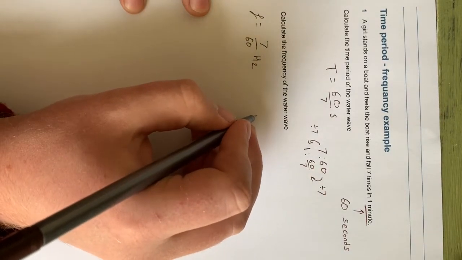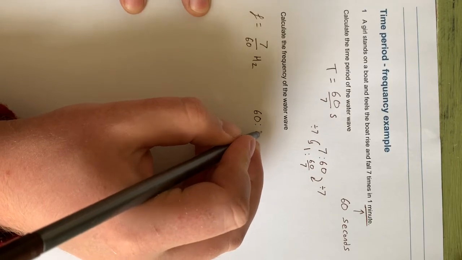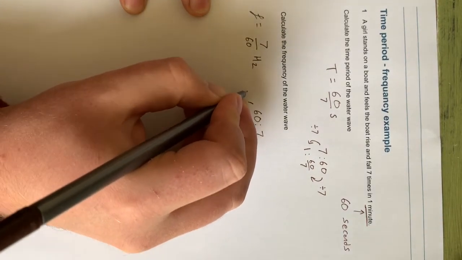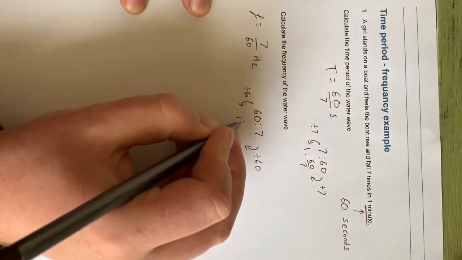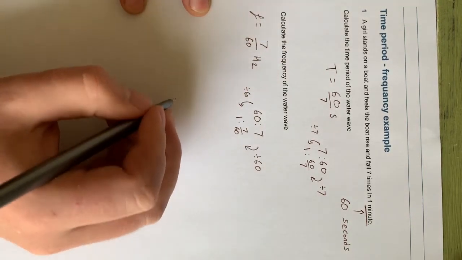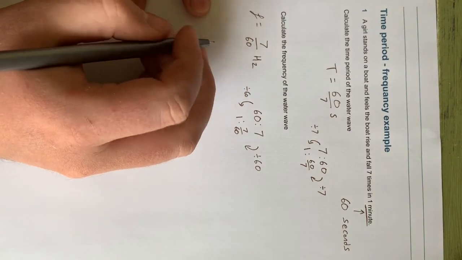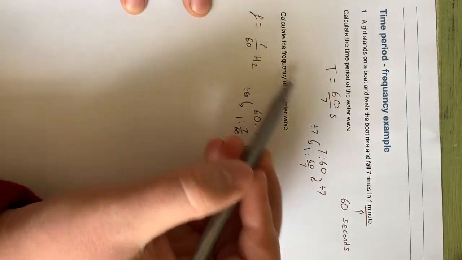We could do that with a ratio as well. So we could say that 60 seconds is 7 waves. How many waves do we have in 1 second? Then it'd be 7 over 60. Do whichever way you feel more comfortable with, ratios, or that's kind of just using logic, isn't it? It's up to you.